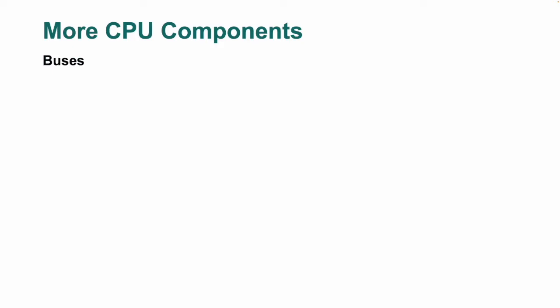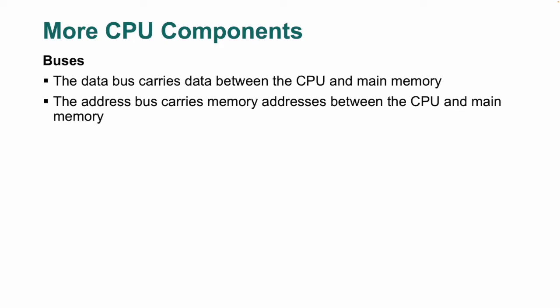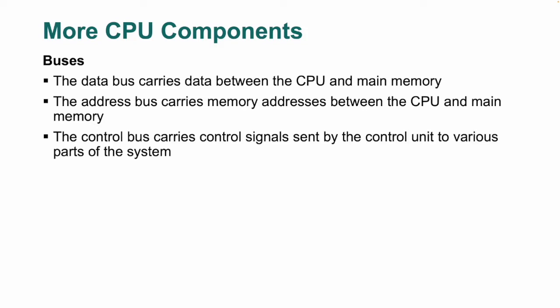Okay, and there's one more thing to cover, and that's buses. So we learned about the system bus already, but actually the system bus consists of 3 different buses. Firstly, we have the data bus. The job of the data bus is to carry data or instructions between the CPU and main memory. The address bus carries memory addresses between the CPU and main memory. And you'll see exactly how these work together in the upcoming example. Final bus is the control bus, and that carries control signals sent by the control unit to various parts of the system. Basically, this is used as a way for the CU to kind of activate a particular component to carry out a certain task.